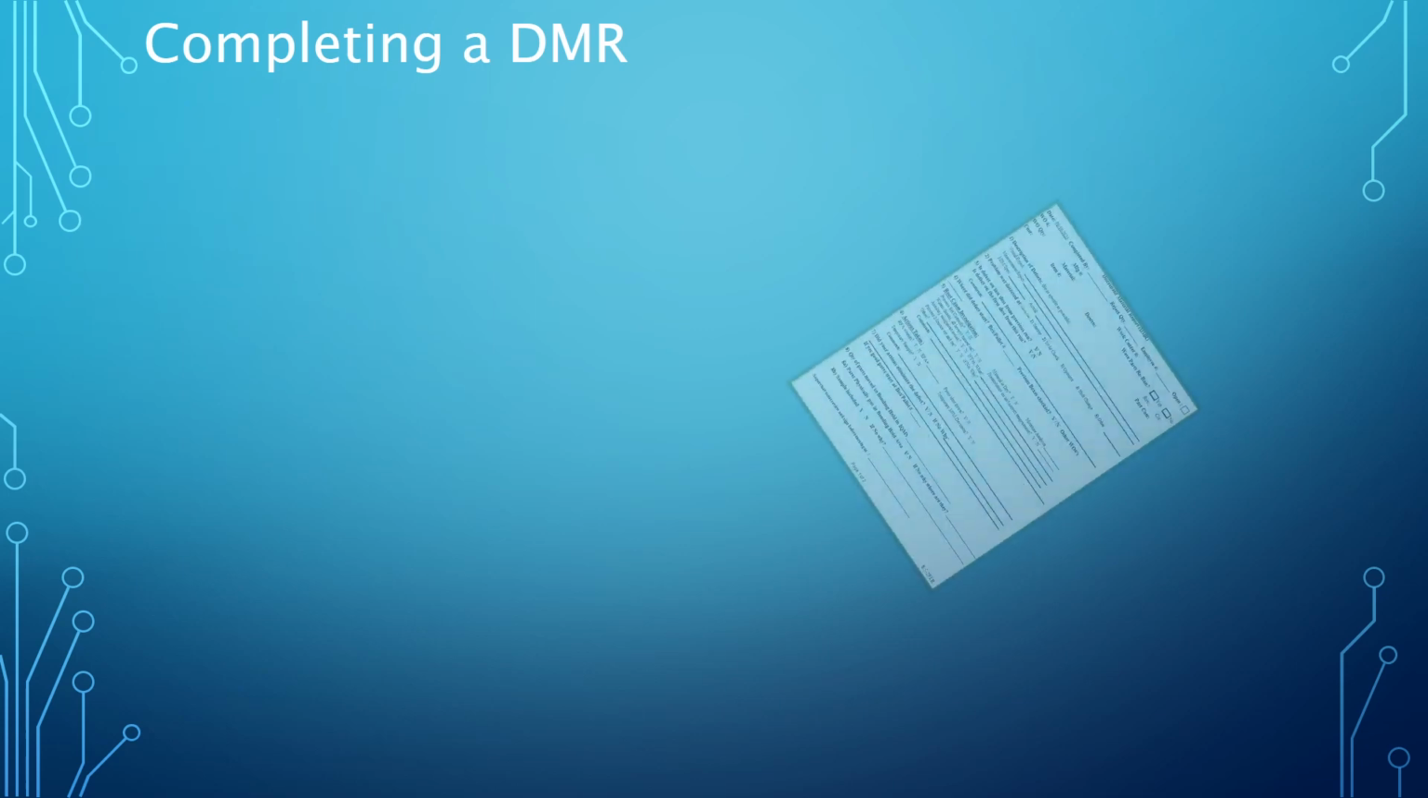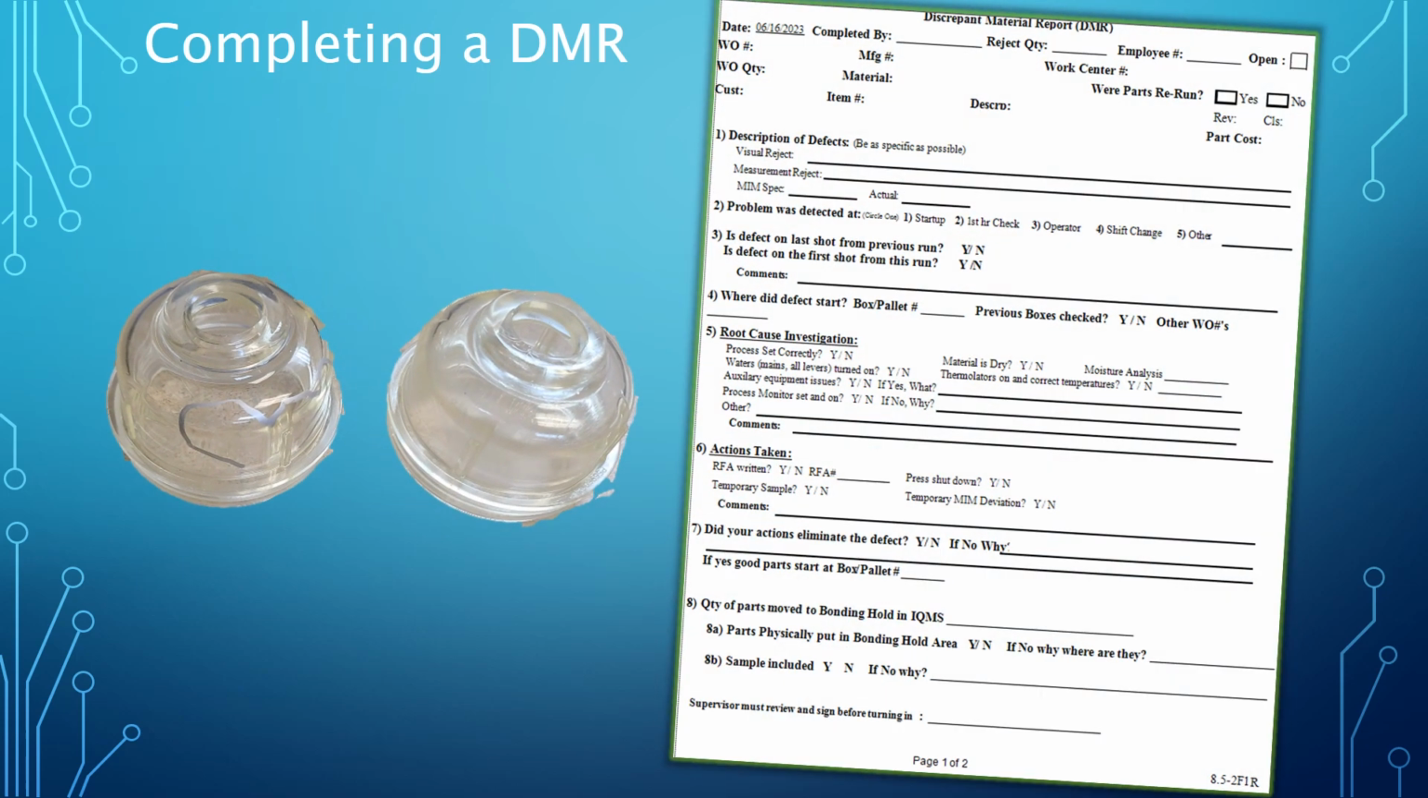Using the job instruction for DMR forms in the Blue Book, complete a DMR for the non-conforming material. The more information, the better. Turn in the completed DMR and samples of non-conformance to your supervisor.